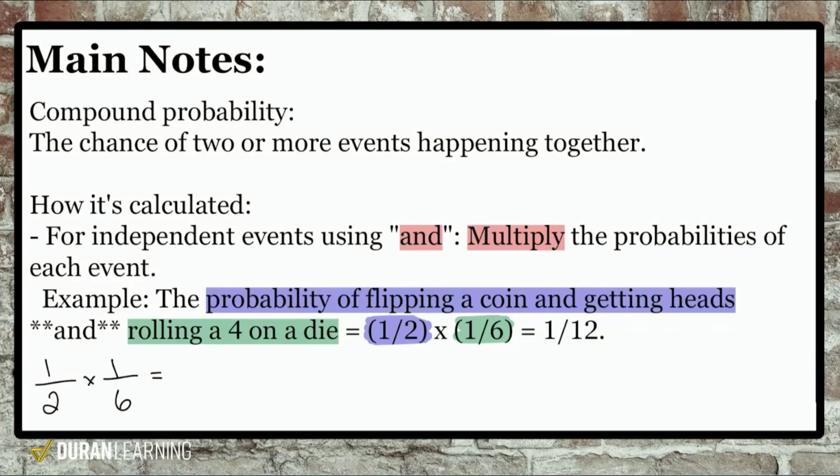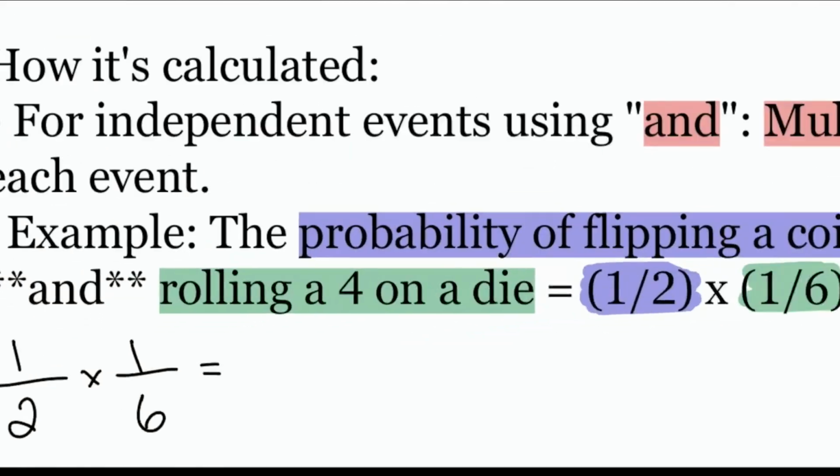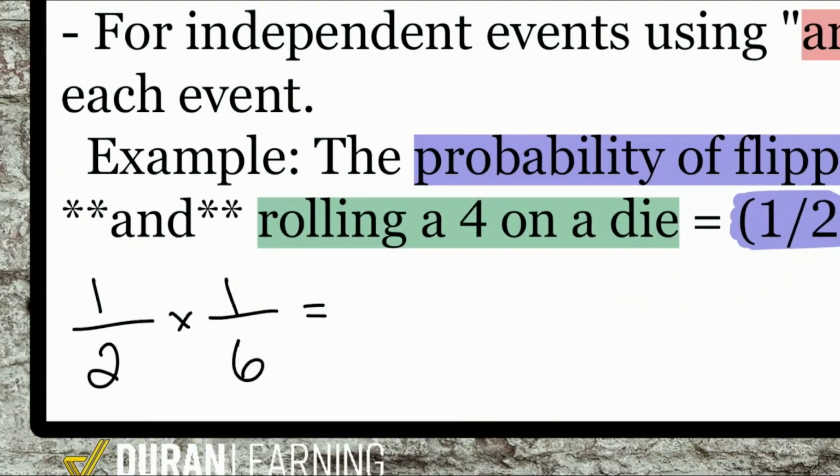When we multiply these together, that's going to get us our final answer. Remember, when we multiply fractions, all we need to do is multiply straight up: the numerators multiply together, 1 times 1 is 1. Then the denominators multiply together. Everyone, 2 times 6 is what? Correct, that's 12. So we have 1/12, and that's that.